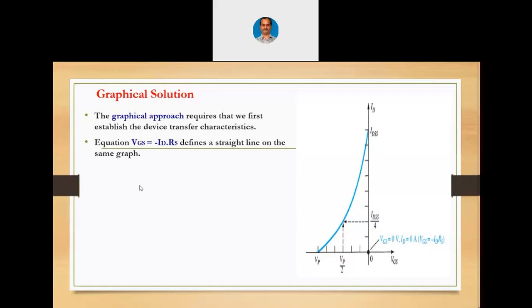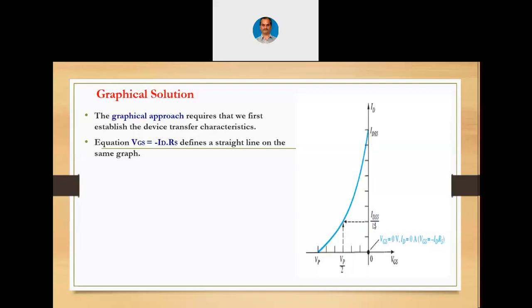Now we got 1 point for the straight line. We need one more point now. What else do we know now? We know the value of RS and we know IDSS. Why don't you substitute a value as IDSS by 4 or IDSS by 2? Because we know that value, and we can find out VGS that way. When we find out VGS that way, we can get another point there, and we can join those 2 points. That's all.